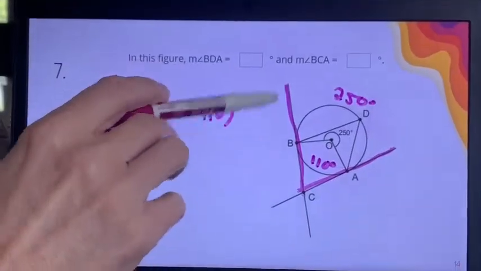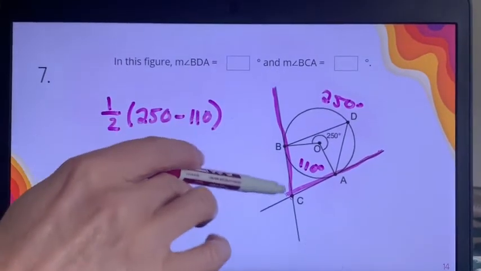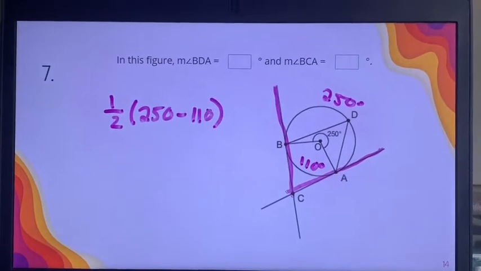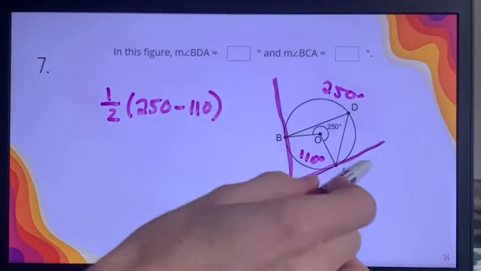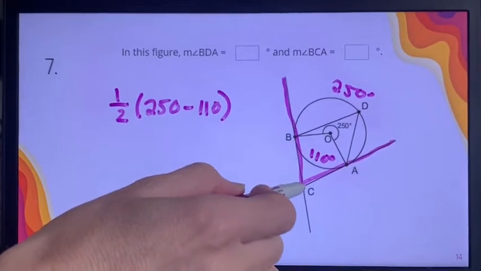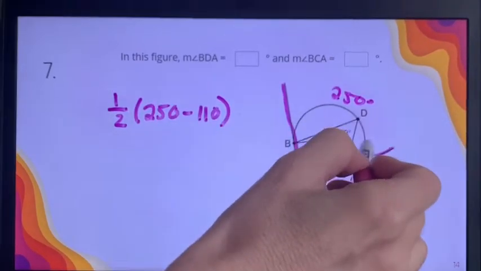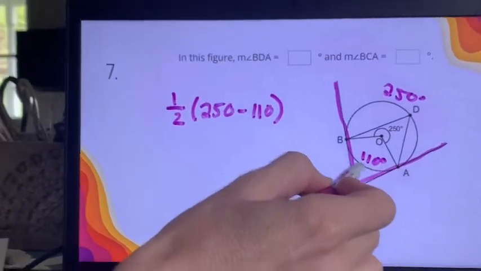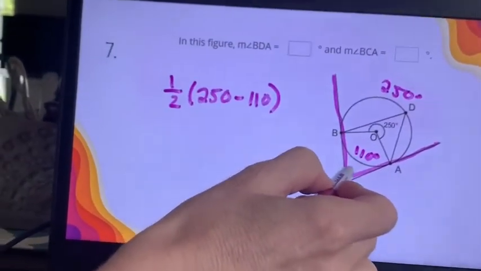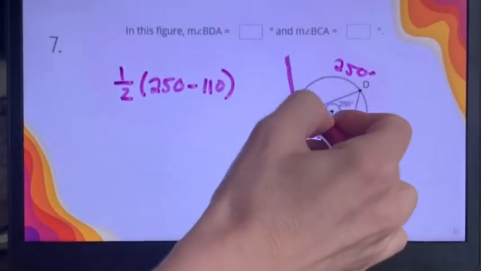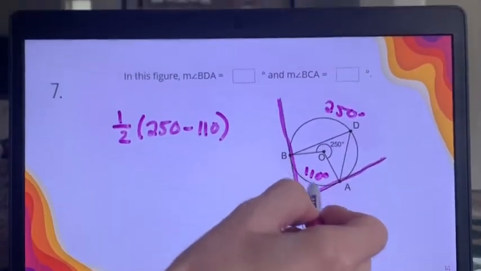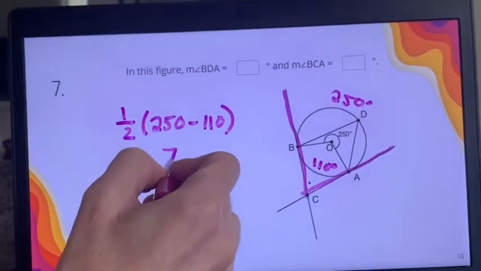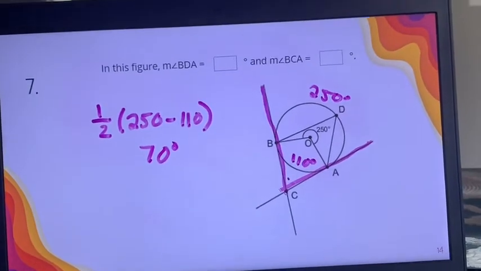The second part of this problem, we want to figure out what angle BCA is. So I've kind of drawn this out. This is the rule that I just went over first at the beginning of this video. So for these secants that are intersecting on the outside of the circle, if I know this arc measure here, which I do, it's 250, and I know this arc measure here, which is 110, then I can find that angle measure by taking this arc measure, subtracting the 110, and dividing by 2. So that's what we do for this one, and our answer is going to be 70 degrees.